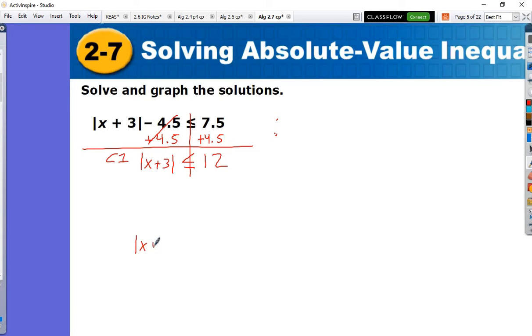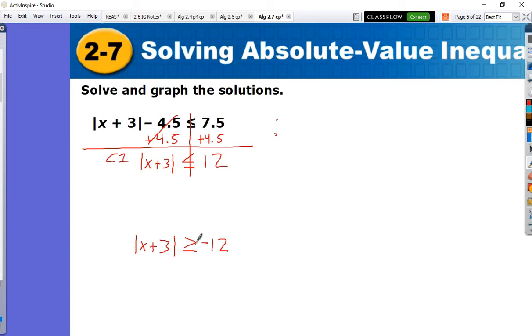We have x plus 3. Okay, now this symbol is going to flip and go the other way, and then we're going to put negative 12 at the end. Okay, so our symbol flipped. And then we do the same thing we did in chapter 1. We have a negative 12.